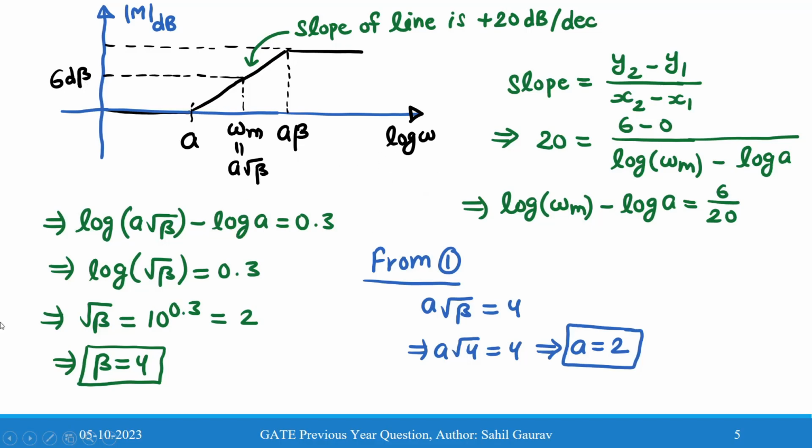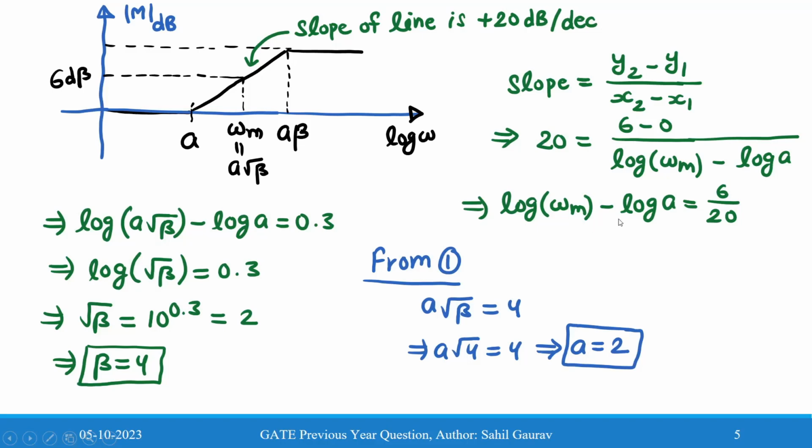in this logarithmic scale. As we all know, the slope of the line is plus 20 dB per decade. Therefore we can say that slope is equal to y2 minus y1 divided by x2 minus x1. Here we can assume two points. The first point is a comma 0, and the other point is omega m comma 6 dB. Therefore y2 will be 6 and x2 will be log omega m, y1 will be 0 and x1 will be log a, and the slope is 20 dB per decade.